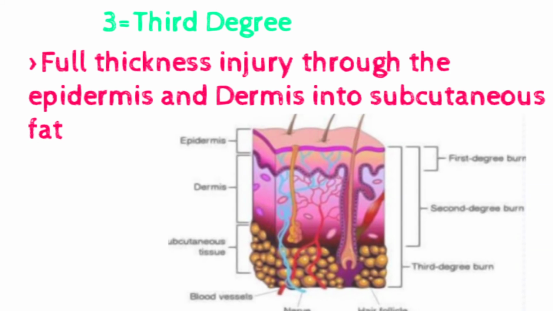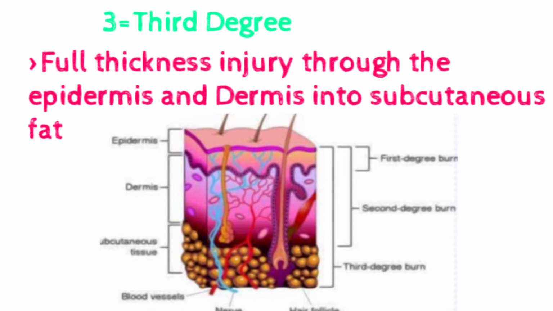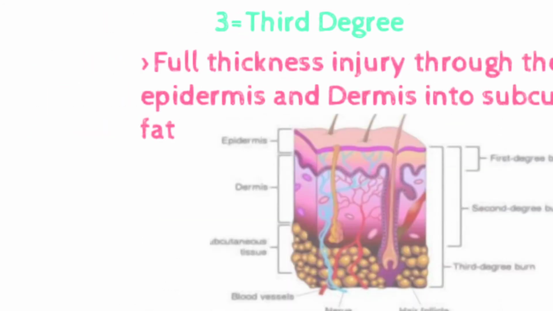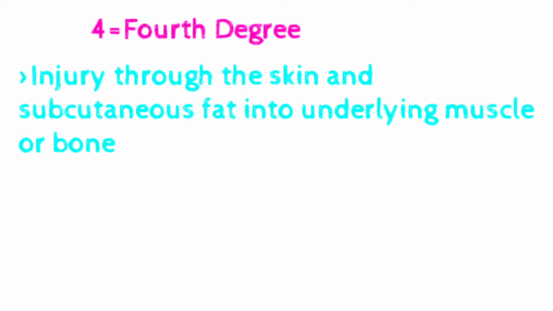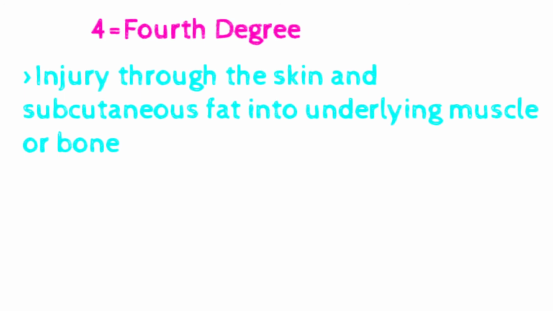Again look at this diagram. Right side skin layers, left side degrees. Epidermis involved, first degree; dermis, second degree; subcutaneous tissue, third degree. If epidermis, dermis, subcutaneous tissue plus bone or muscle is involved, this is known as the fourth degree burn. In fourth degree, injury is through the skin and subcutaneous fat into underlying muscle or bone. This is the fourth degree burn.